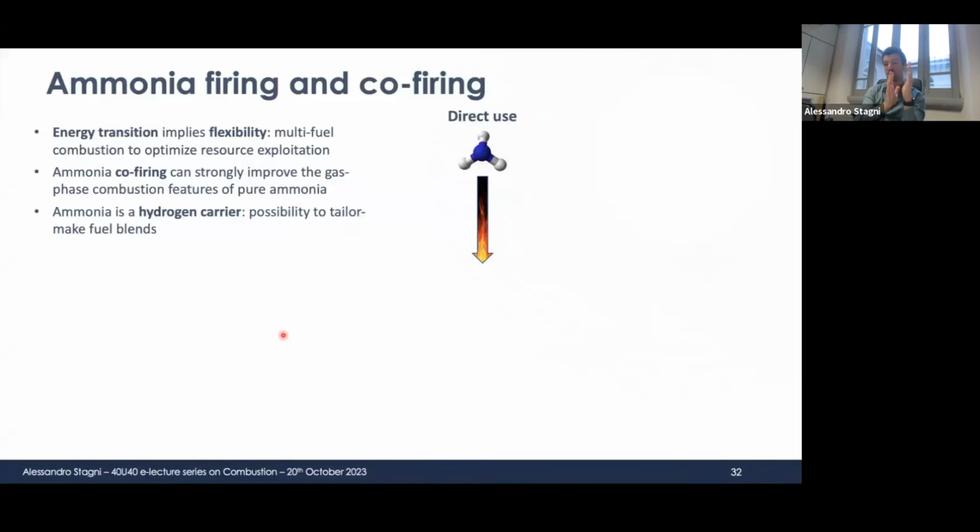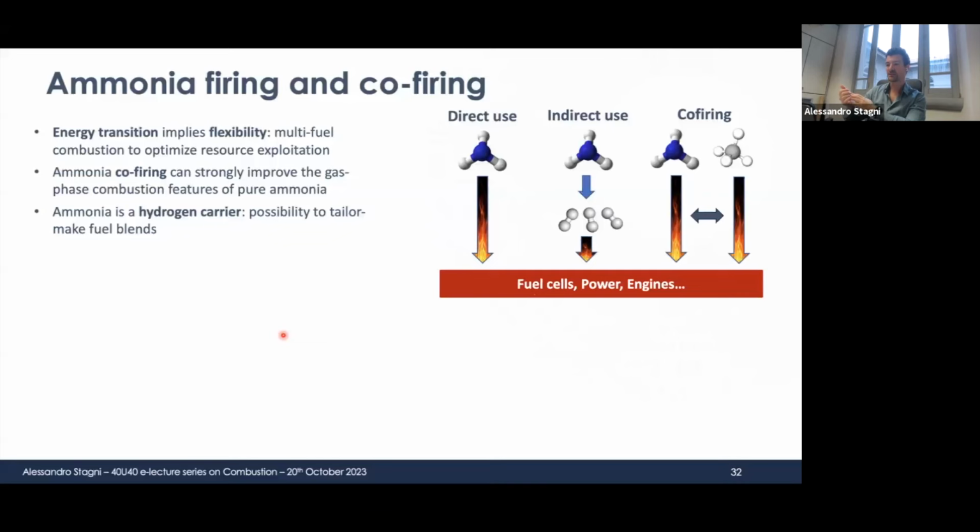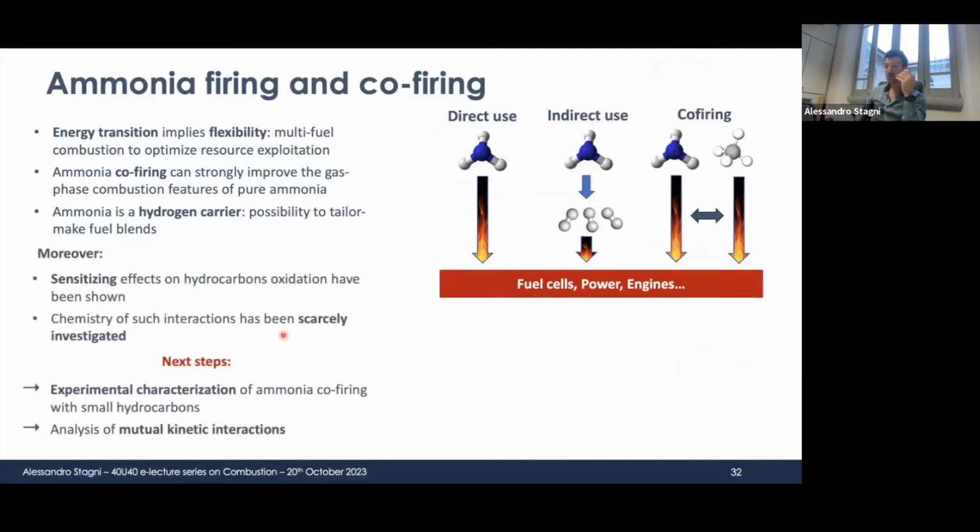So we can move from the direct use of ammonia, which I've studied so far, to the indirect use of ammonia with prior decomposition to hydrogen, and ammonia co-firing with other energy carriers, which can be obtained from renewable sources. If we consider ammonia co-firing in particular, sensitizing effects have been shown in the past with methane and with other fuels. But the chemistry of these interactions was not investigated in detail until a few years ago. So the next step of our research on ammonia has been the experimental and kinetic modeling characterization of ammonia co-firing with small hydrocarbons. The first part is related to ammonia methane, and the second part to ammonia hydrogen.